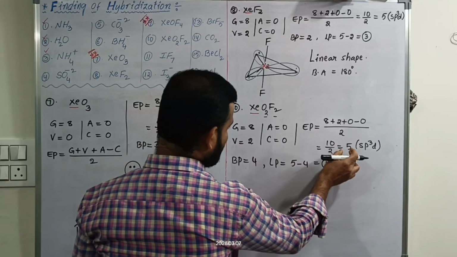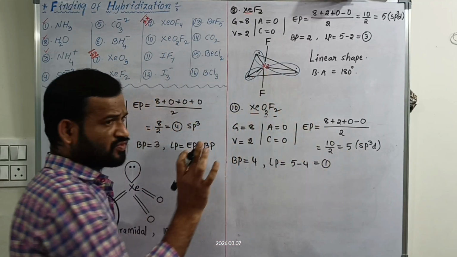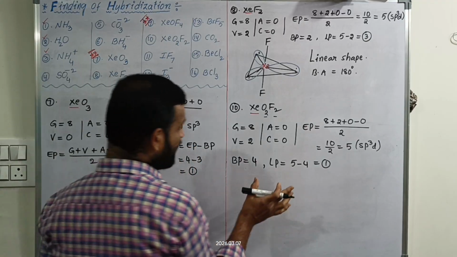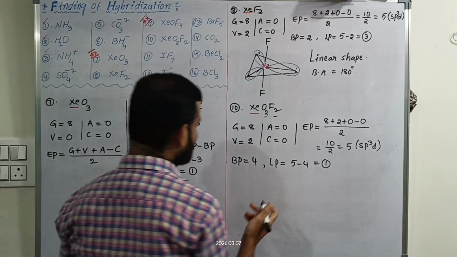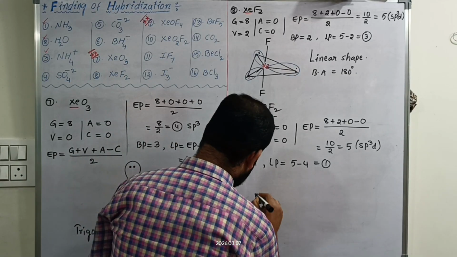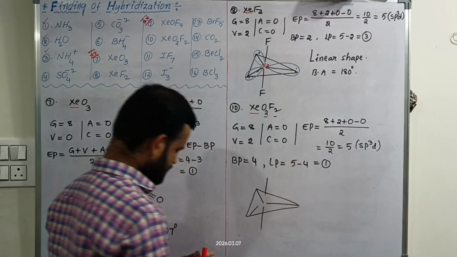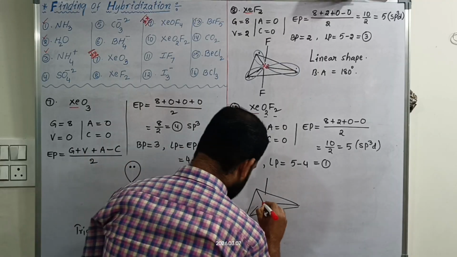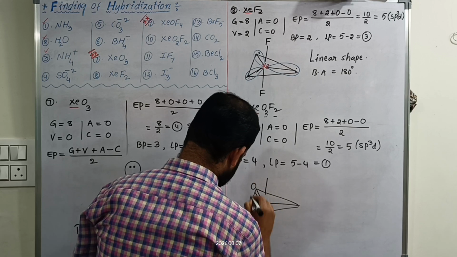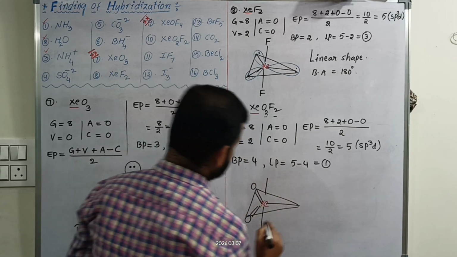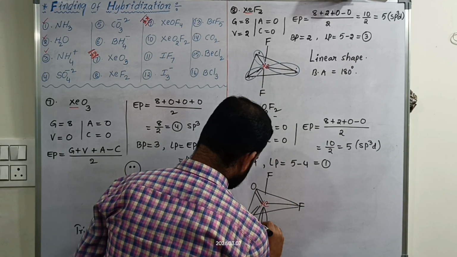Okay, here total electron pairs are 5. So if all are bond pairs, the shape is actually trigonal bipyramidal. But here how many lone pairs are there? 1 lone pair is there. So then the shape will be changed. So that is here actually this one. So then the central atom, what? Xenon. Okay, so then here oxygen and fluorine is there. Fluorine one is not there.